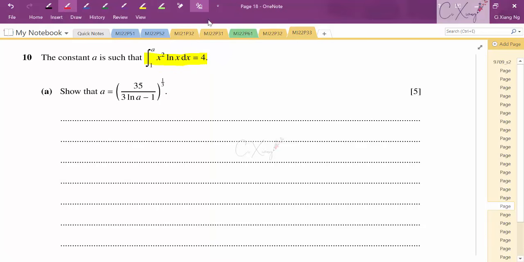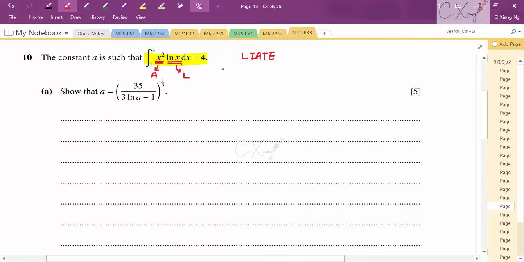Before you start the integration, you can see that this integration is basically built up from the product of two different functions. We have x squared and also ln x. x squared is algebra, which is the A. ln x is logarithm, which is the L. So according to the rules that we have on LIATE, when we have the integration of a product of functions, basically we have to apply integration by parts.